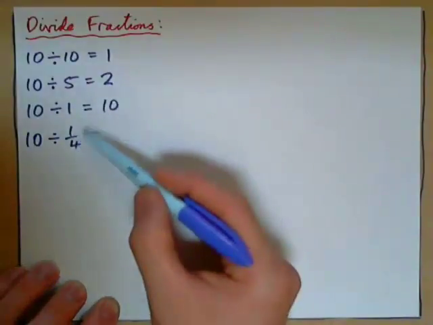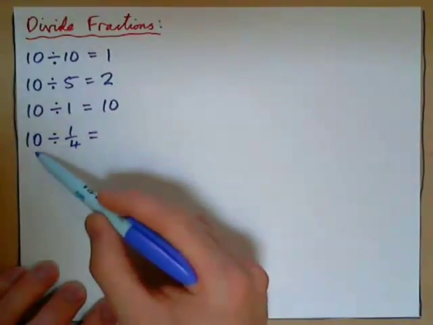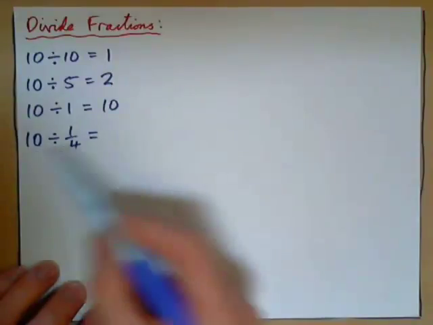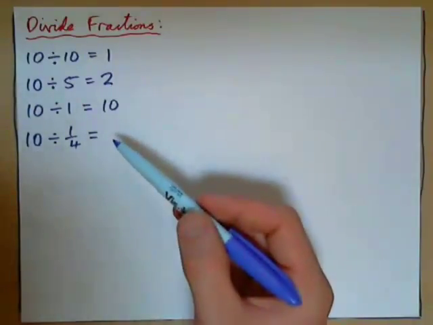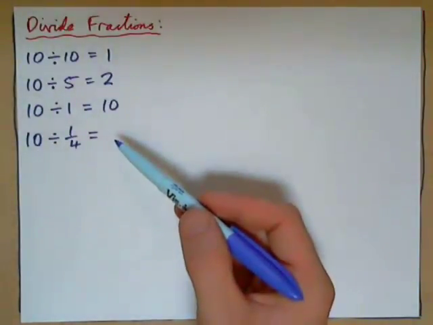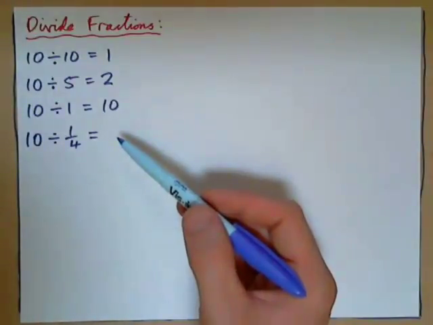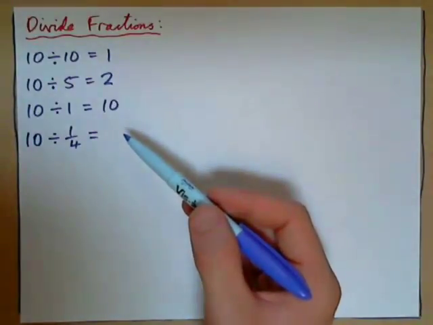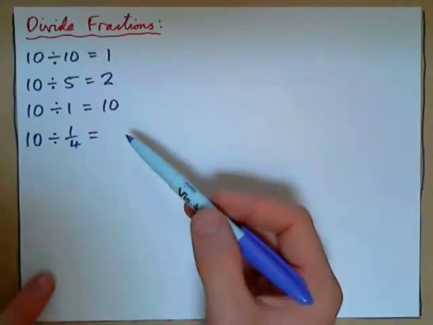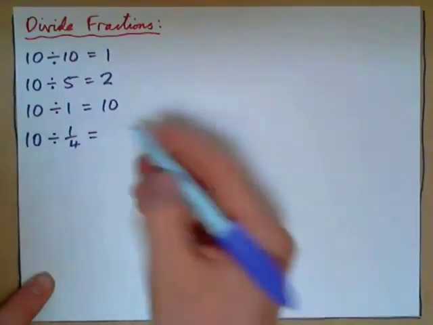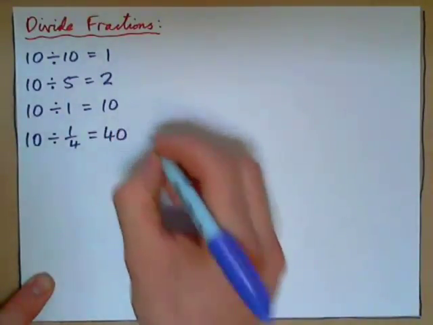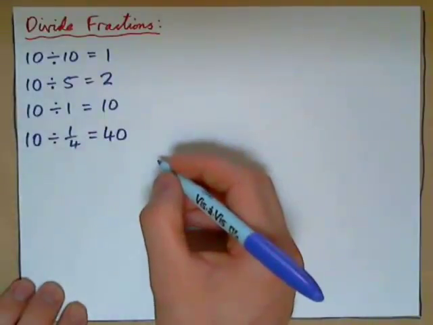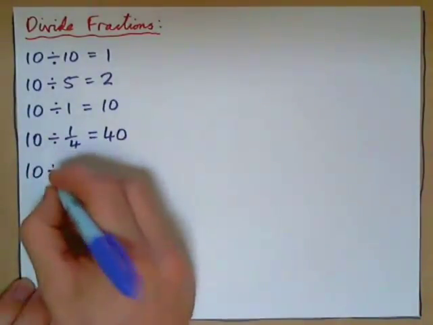There's 10. How many quarters are in 10? How many quarters in $10? Write down the answer. Well, let's think about it. There's 4 quarters in $1. So in $10, press pause. 40? That's correct. Funny enough. So how about this one? 10 divided by 1/2.